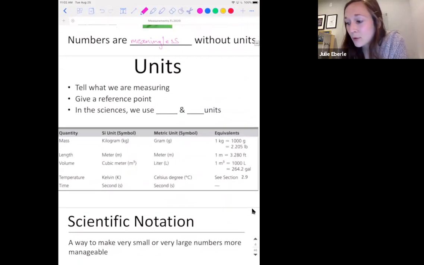Some more about how important units are. We've mentioned this. They tell us what we're measuring. They give a reference point. I'm going to give you another little illustration for this. When I was in grad school, there were people from all over the world in my department with me, in the chemistry department. And one of my best friends, she's from Iran. So I have learned and grown to love the Middle East and their food. They have really amazing food.